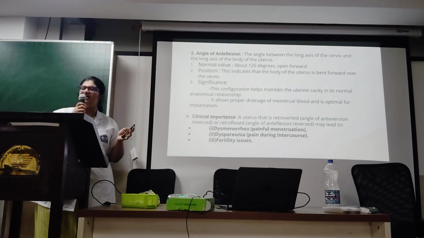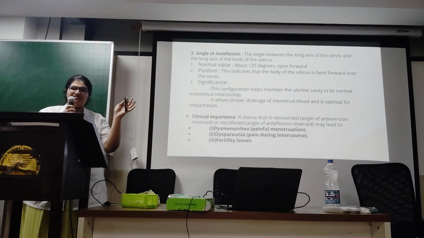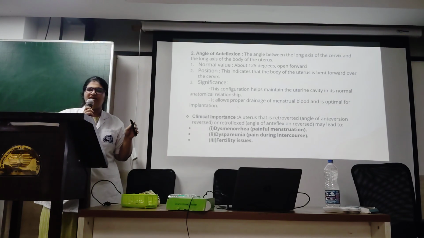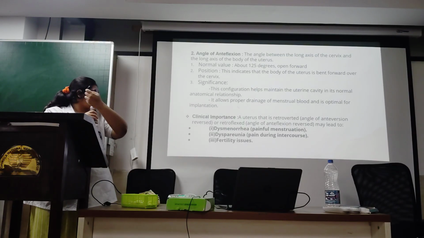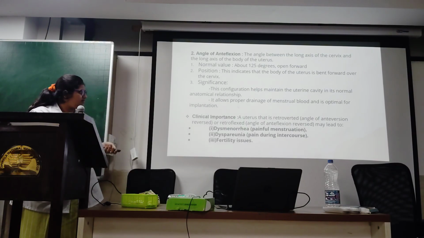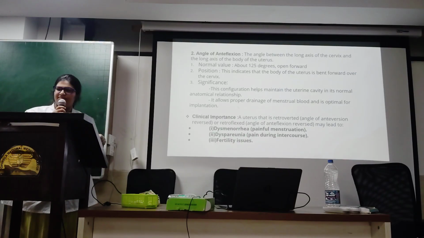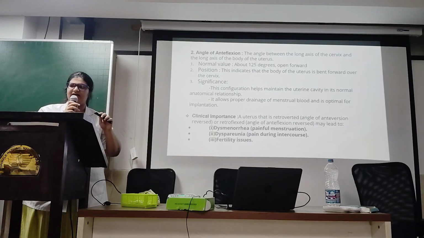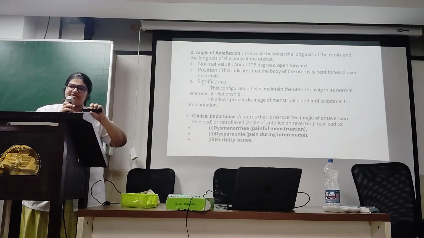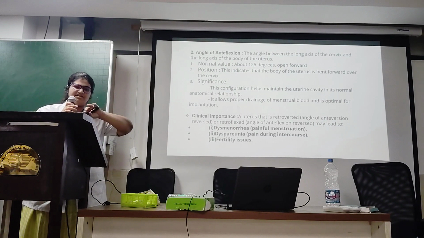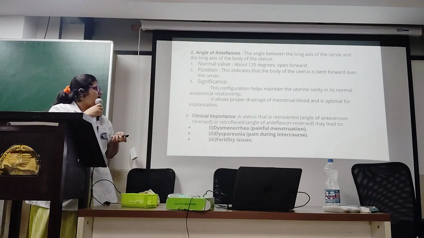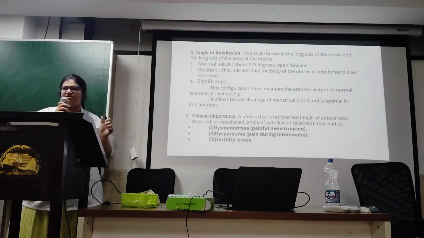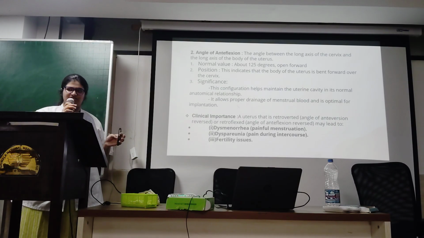Now the angle of anteflexion. It is the angle between the axis of the cervix and the axis of the uterus. It is 125 degrees. According to this, the body of the uterus is tilted forward and it is above the cervix. This configuration is very stable, and it allows for the proper drainage of menstrual blood, and it is optimal for implantation.